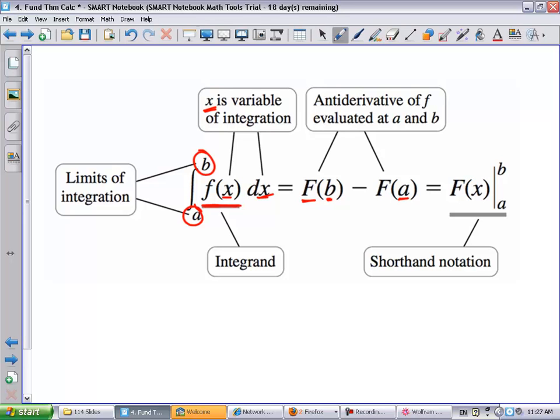And that's nice, but it's nice to have a shorthand way of writing that when we're actually calculating. So we write what the general antiderivative is with the x plugged in. We can just find the antiderivative of little f, write down the whole function, and then put this vertical line and say we're going from a to b. And that tells us that in our next step we're going to plug in b, minus what we get when we plug in a. So let's try it.